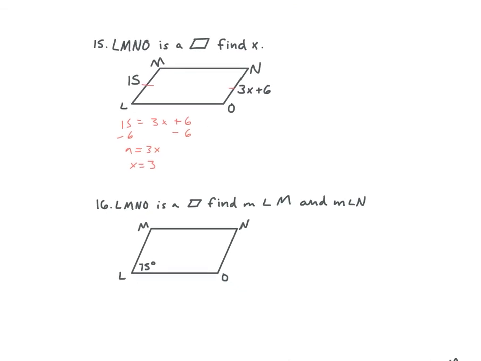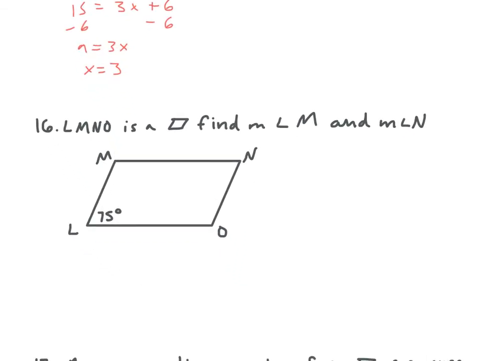Okay, let's look at 16. So again, we know LMNO is a parallelogram, so we have to find the measure of angle M, and find the measure of angle N. So how can we find N first? It's the same as L, because we know that these are going to be congruent. So angle N is equal to 75 degrees.